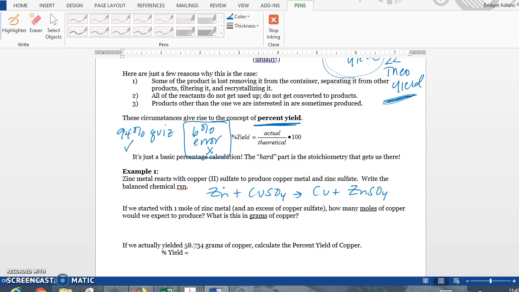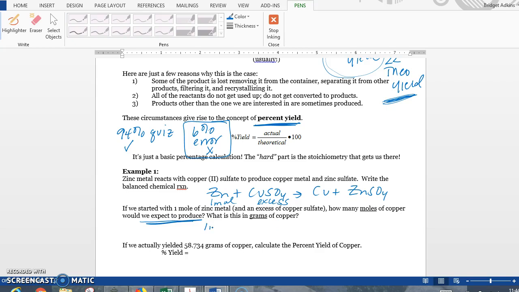Zinc was set up as the limiting reactant in that case. We had plenty of excess copper sulfate, right? This says if we started with 1 mole of zinc and an excess of that. So a little different. It's not starting with grams like it did in the lab. It's saying 1 mole. How many moles of copper would we expect to produce? And then what is this in grams?